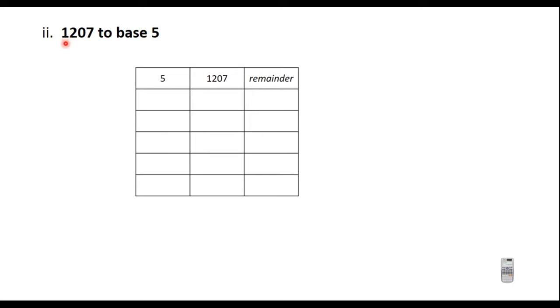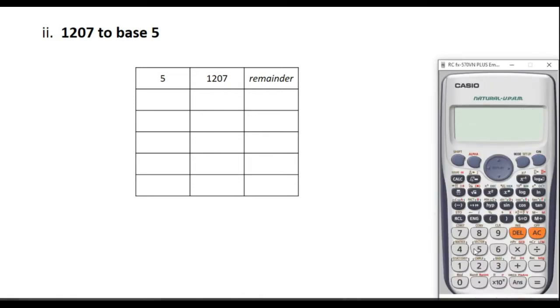We are supposed to convert 1207 to base 5. As I said, you draw a table of 3 columns. Don't worry about the number of rows, worry about the columns. The heading of the first column is the base to which you are converting, the second one is the number, then the third is the remainder. So once again, you divide 1207 by 5. We are going to do that on the calculator.